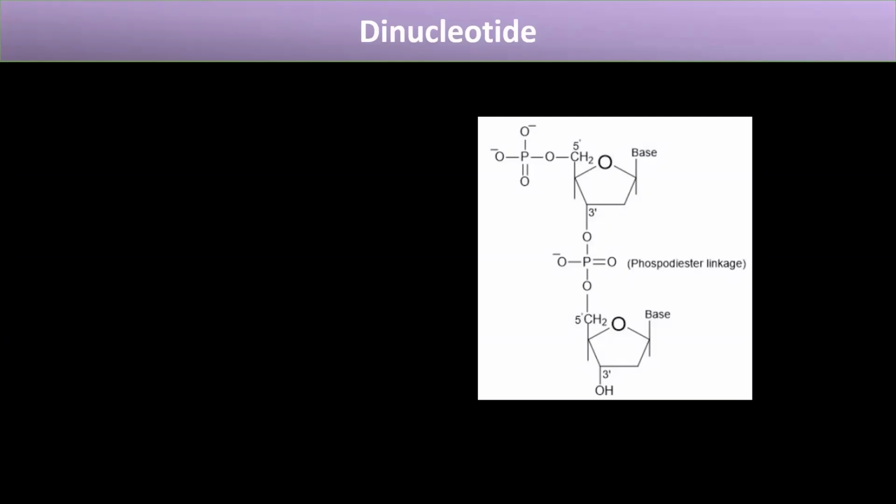Now, what do we have in the dinucleotide? For the dinucleotide, it means two nucleotides. So let's draw the first nucleotide. This is your first nucleotide.